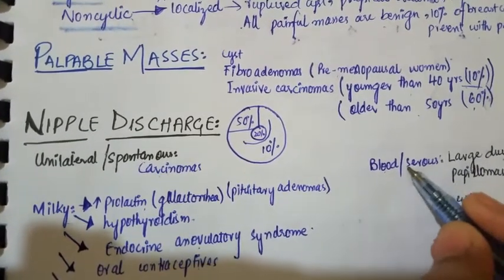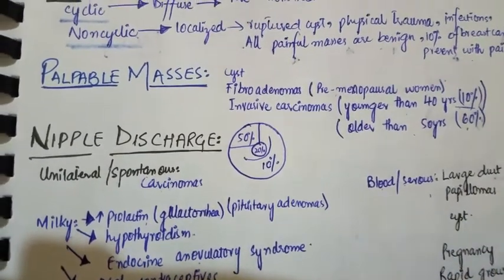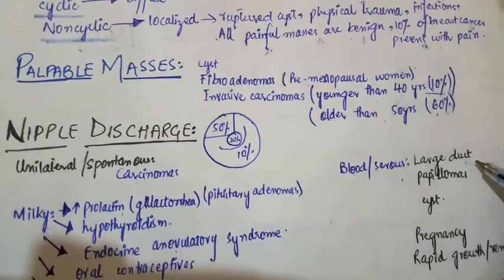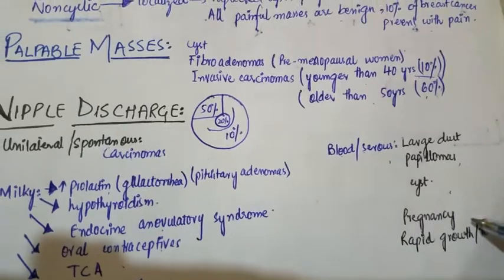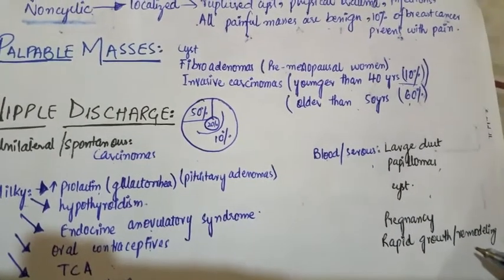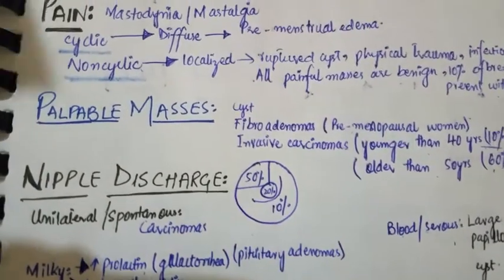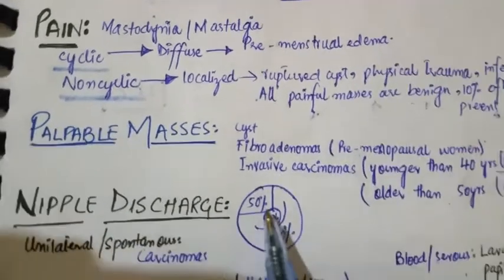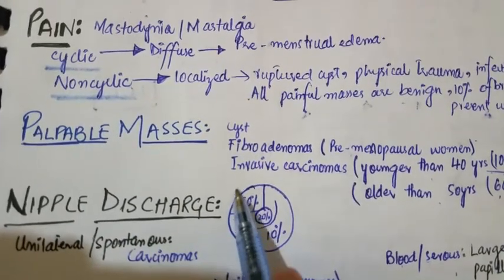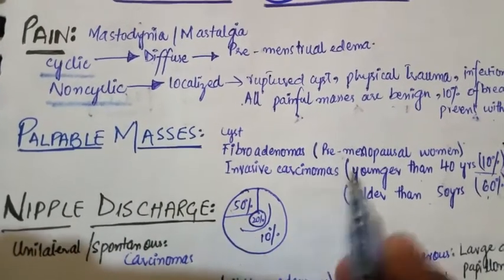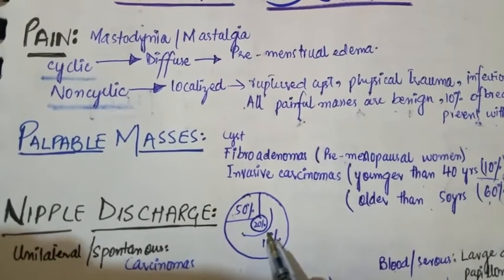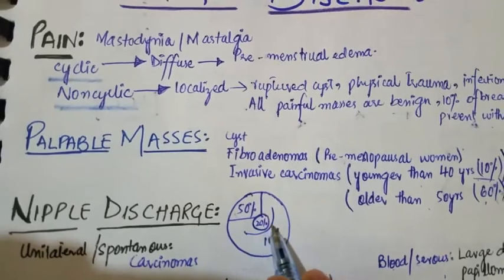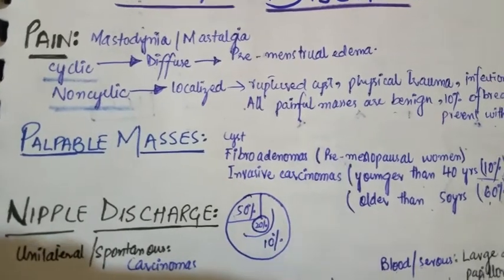If I talk about bloody and serous discharge, the cause may be large duct papillomas, cyst, or pregnancy because of the rapid growth and remodeling of the breast. 50% of palpable masses are present in the upper outer quadrant of the breast, 10% are present in all other quadrants, and 20% of masses are present in the subareolar region.